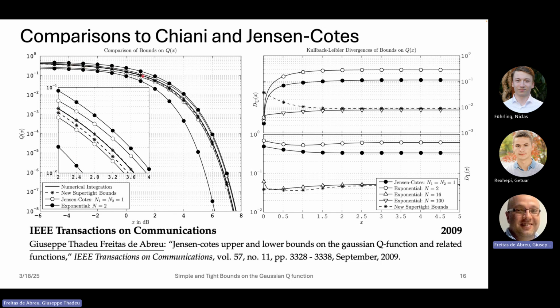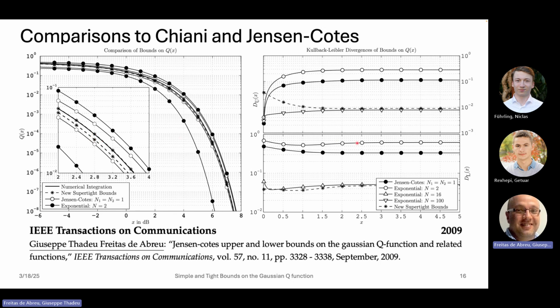On the left-hand side, I have a comparison of the super tight bounds against the Chiani bounds with two terms, and also a comparison against another work that I had done before, in which we use the Jensen inequality to compute much tighter bounds, using the same idea of slicing the Craig integral in different segments. Those are given here by the white little balls, right? So you can see that they already are much tighter than the Chiani bounds. But even then, if you see in the inlay figure here, the super tight bounds, however simple, are much better than the others.